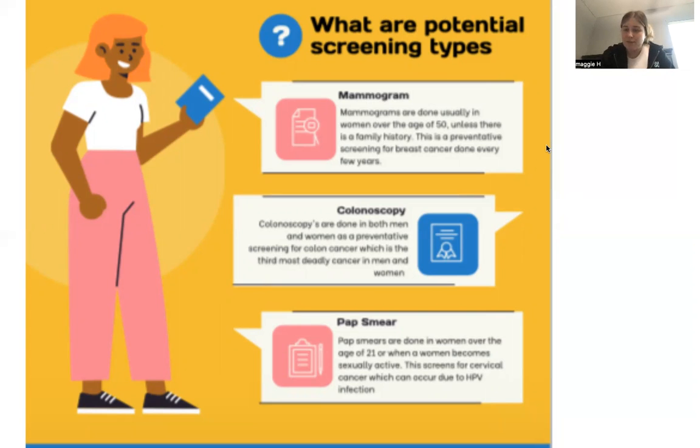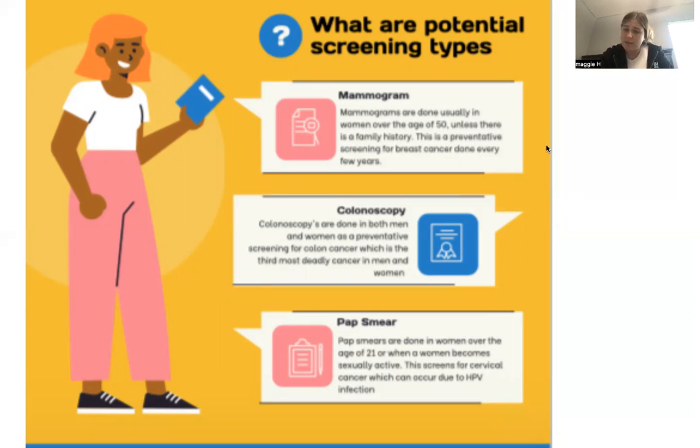So a mammogram is the first one, and they're usually done for women over the age of 50, unless you have a family history or you may have suspected something in your breast. And this is a preventative screening test for breast cancer, and it's done usually every few years.